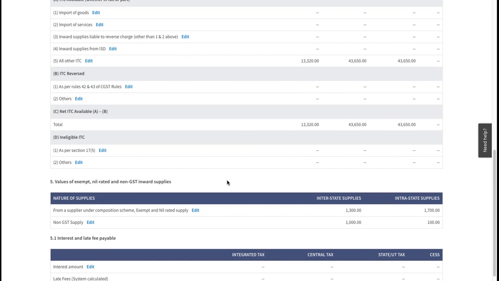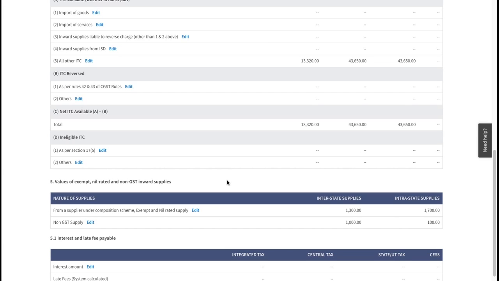Value of exempted, nil-rated and non-GST inward supplies. Exempted and nil-rated supply from a supplier under composition scheme. Value of goods purchased from a supplier registered under composition scheme will be mentioned here. Further, purchase of goods or receipt of services which are exempt from tax or where the tax payable is nil will also be mentioned here.